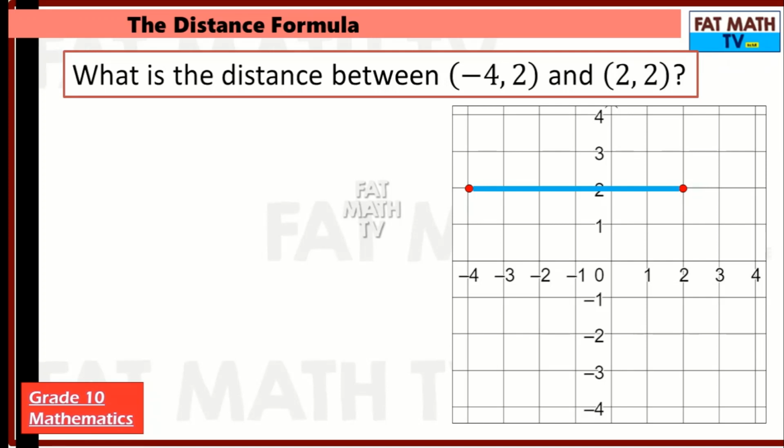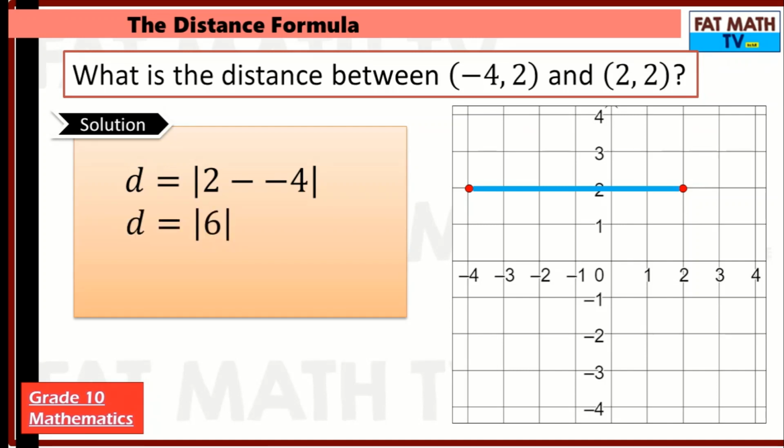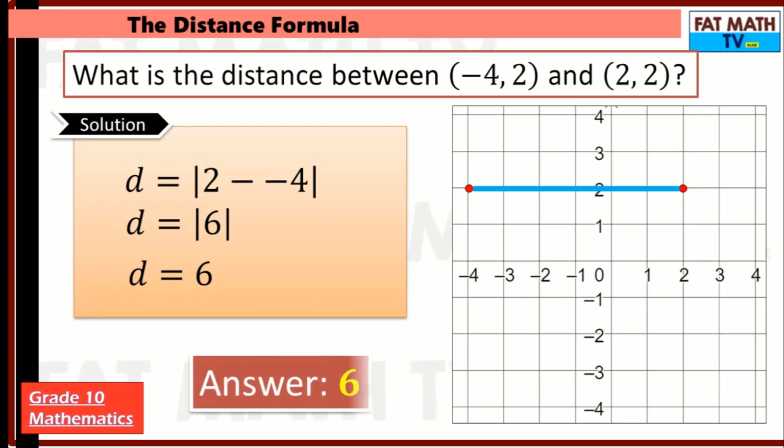So if we take the distance of these 2 points, we will just subtract the two x values and get the absolute value. So we have 2 minus -4. 2 minus -4 is positive 6. And the absolute value of positive 6 is 6. So the answer is 6. So (-4, 2) and (2, 2) are 6 units away from each other.